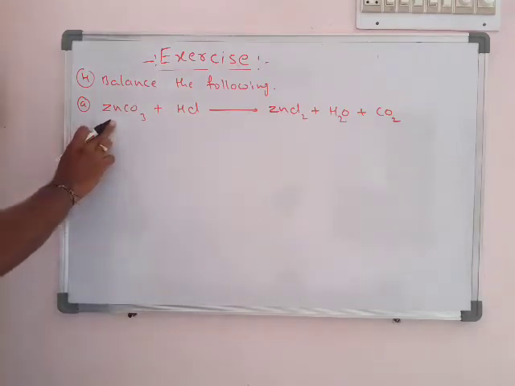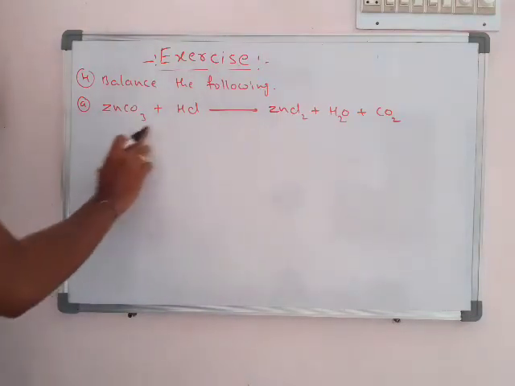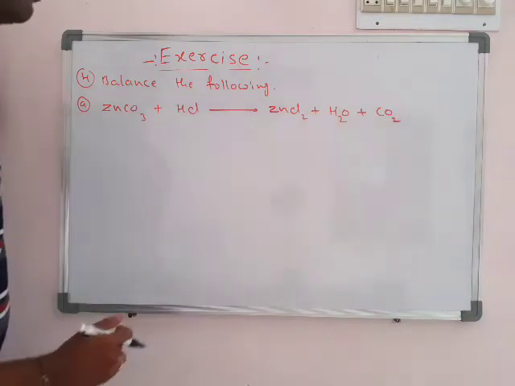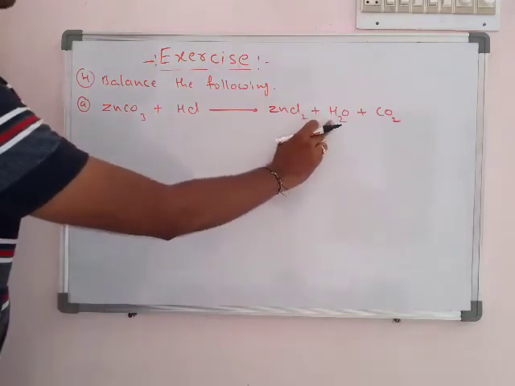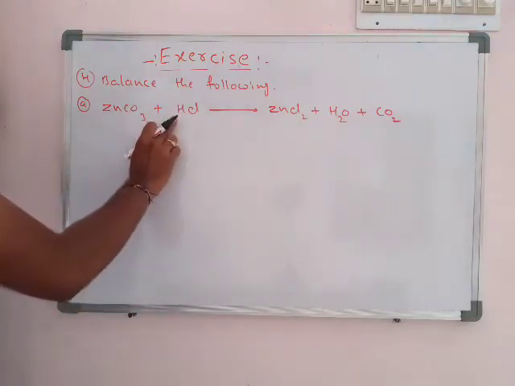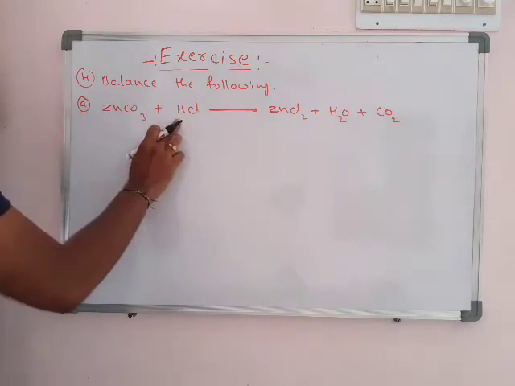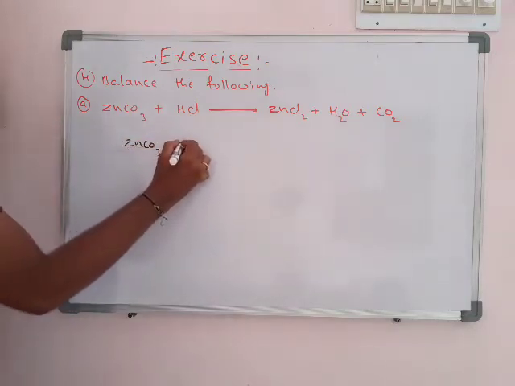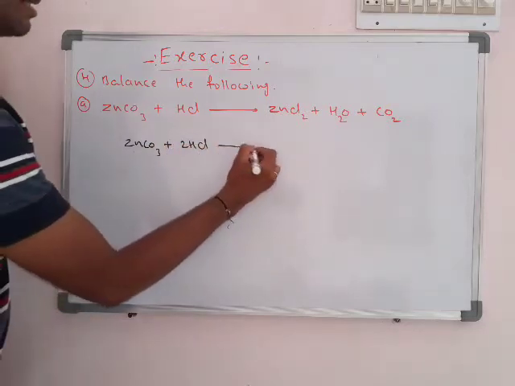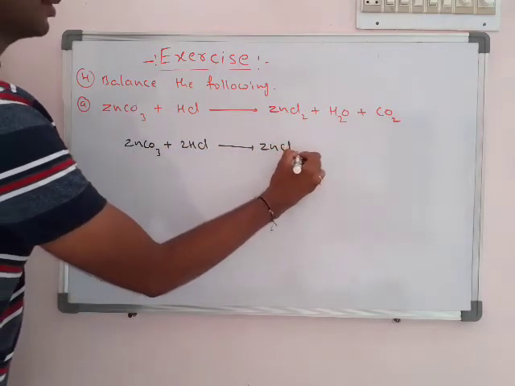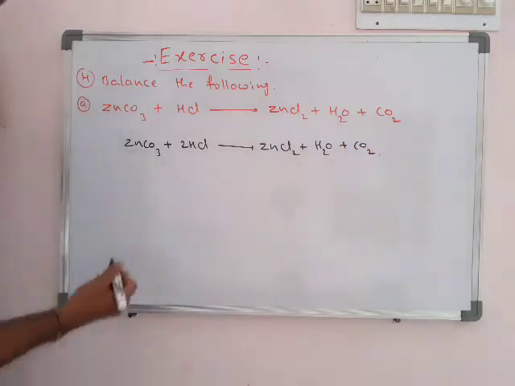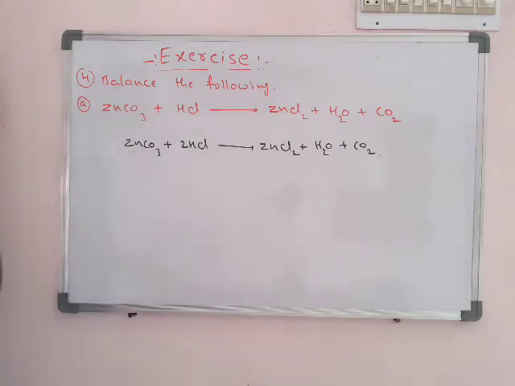Here one zinc is there, one zinc. Oxygens are 3 here: 1, 2, 3 oxygens completed. But here 2 hydrogens, and here only 1 hydrogen. Here 2 chlorines, here 1 chlorine. So we can write ZnCO3 plus 2 HCl. By putting 2, it is balanced. Carbons are all balanced. Let's see the other one.